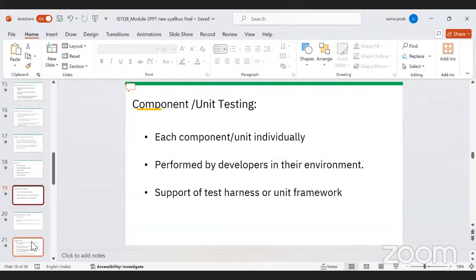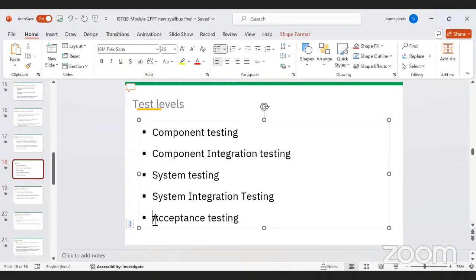So the first one is component or unit testing. What is component or unit testing? If we take an example of any product, not just software, say a car: when you do a final test drive on the car, that means you are doing acceptance testing. You're driving the car to make sure whether it is acceptable or not, whether it fits your purpose or not, right?